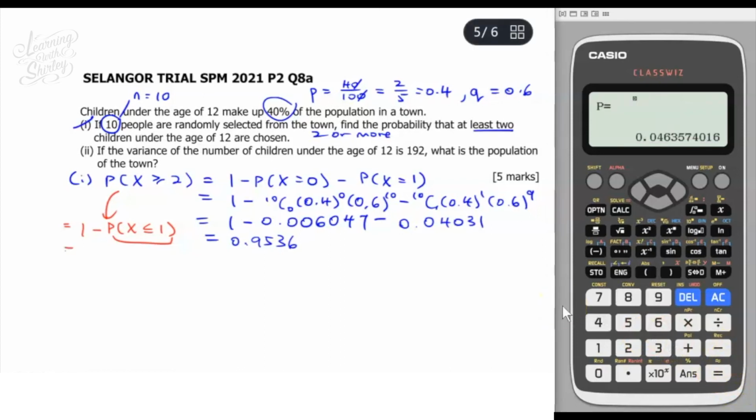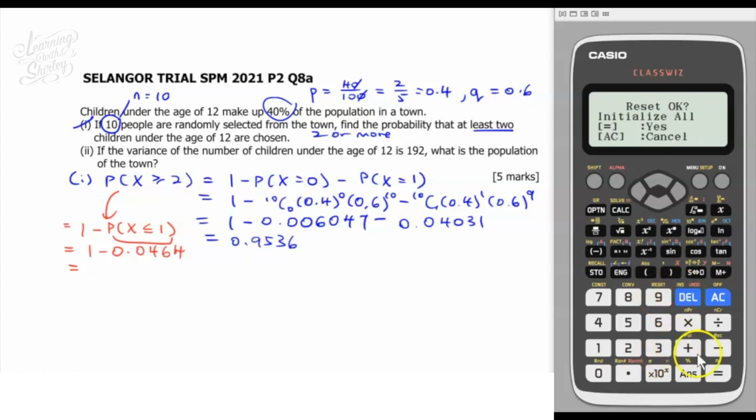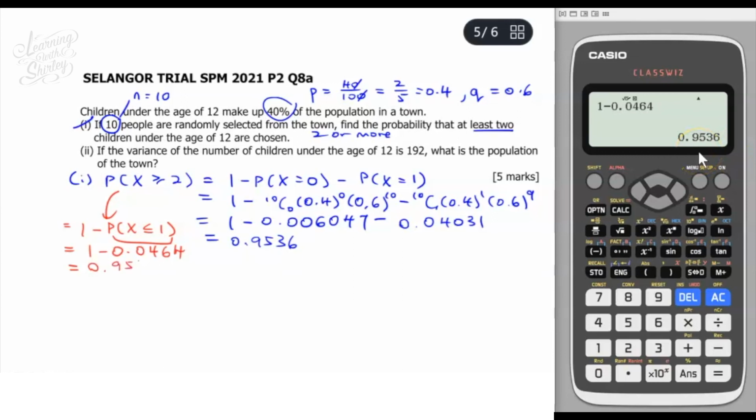So you will get 1 minus 0.0464. Now after that, you reset your calculator, go to shift and then 9. Initialize all, press 3, then equals, yes, and then AC. Then you use 1 minus 0.0464. Equals, so press SD to change to decimal. So the answer is 0.9536. And this is the answer.